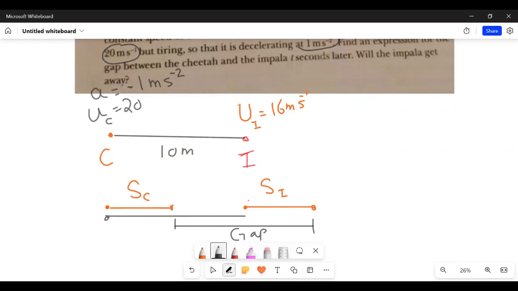The initial gap between the cheetah and the impala would be represented here. The initial starting point of the cheetah, the starting point of the impala, this gap was 10 meters. Right? Okay. Now we need to form an equation that has SC, the distance covered by the cheetah at a particular time, SI, the distance covered by the impala at a particular time, the 10 meters initial gap, and this gap whose expression we have to find now.